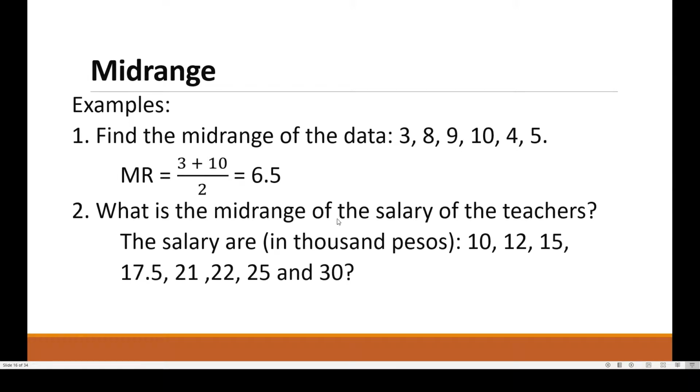What is the midrange of the salary of the teachers? The salaries are in 1,000 pesos: 10, 12, 15, 17.5, 21, 22, 25, and 30. So for the midrange, the lowest value is 10 plus the highest value is 30, over 2. So (10 + 30) over 2 is equal to 20.